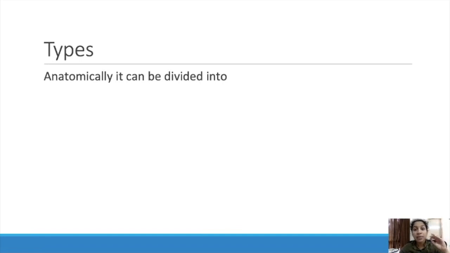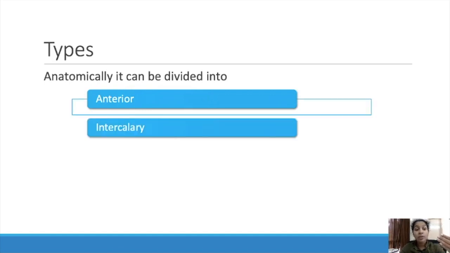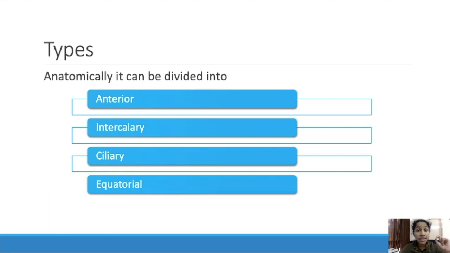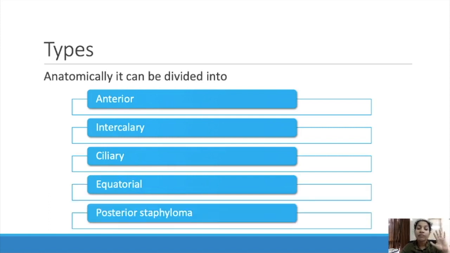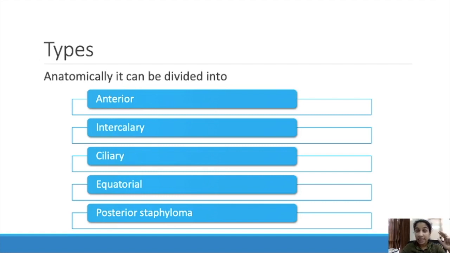Anatomically, according to where the staphyloma is present in the outer coat, it can be divided into 5 types. The first one is anterior staphyloma, which is seen in the anterior part of the eyeball. Second is intercalary staphyloma. Third is ciliary staphyloma. Fourth is equatorial staphyloma, and fifth is posterior staphyloma. So these are the types of staphylomas: anterior, intercalary, ciliary, equatorial and posterior.